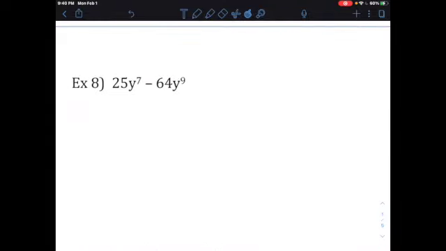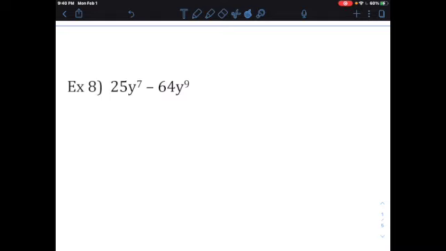Example number 8 is almost the same thing. You notice there's a 25, there's a 64. You know 25 is 5 times 5. You know 64 is 8 times 8. Y is actually a different number. Now notice they both have y. So you have to pull out things in common.